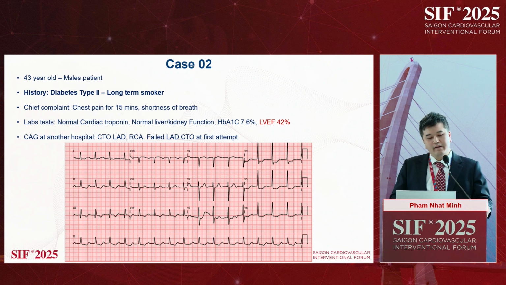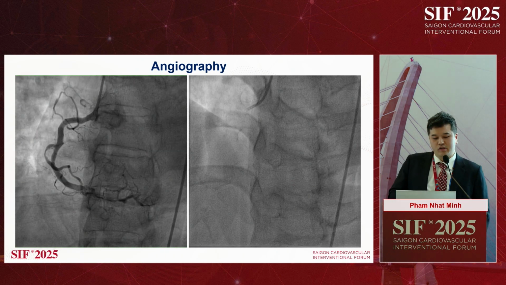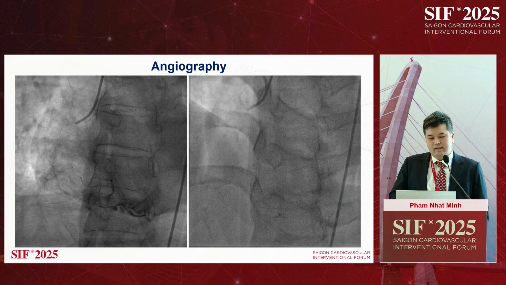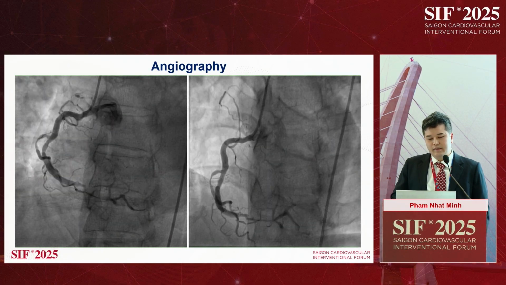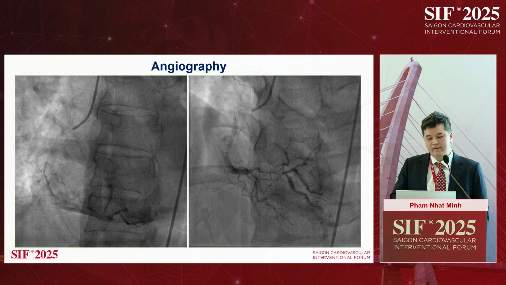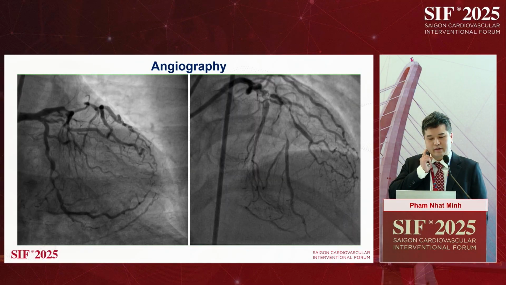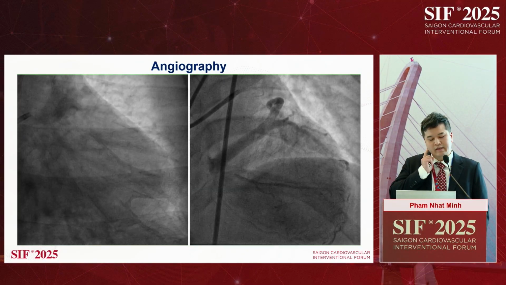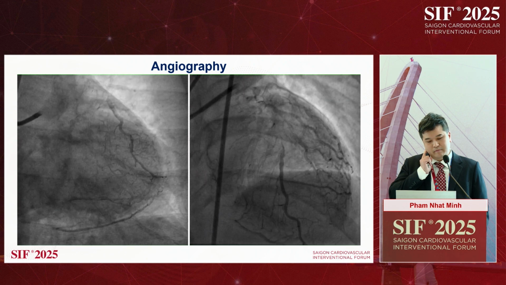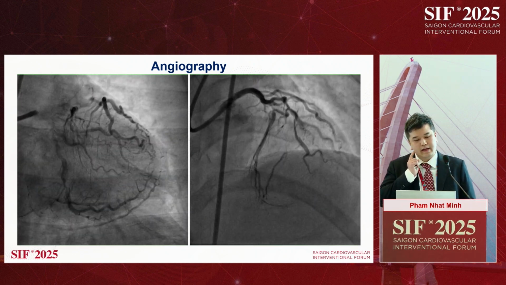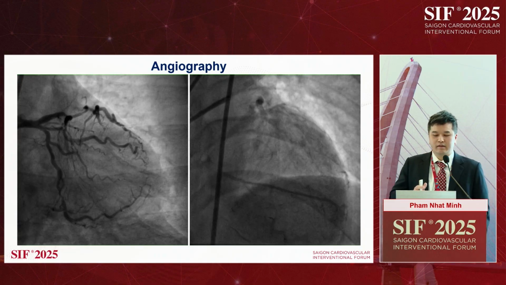In the lab tests, he has the ECG as shown on the screen, normal cardiac troponin, normal liver and kidney function, and LVEF is about 40%. The angiography showed three-vessel disease. This is the RCA, which shows a CTO at the distal part. In the left coronary system, we can see a CTO of the LAD and also a very narrow circumflex.